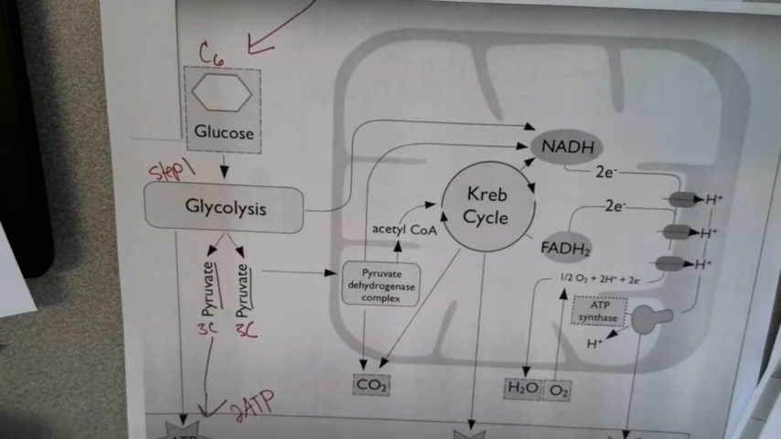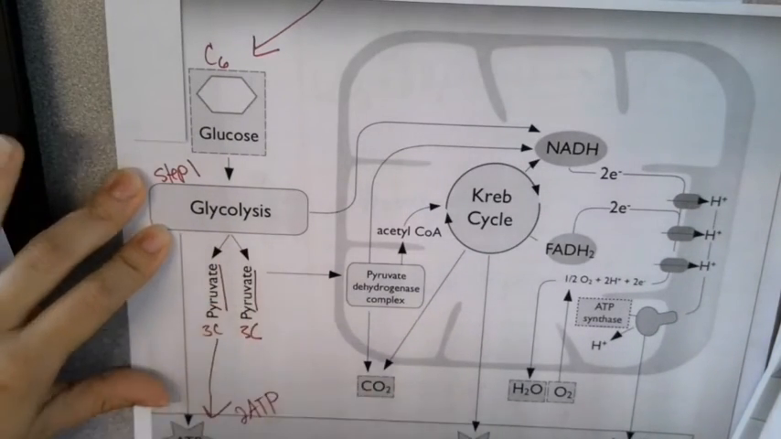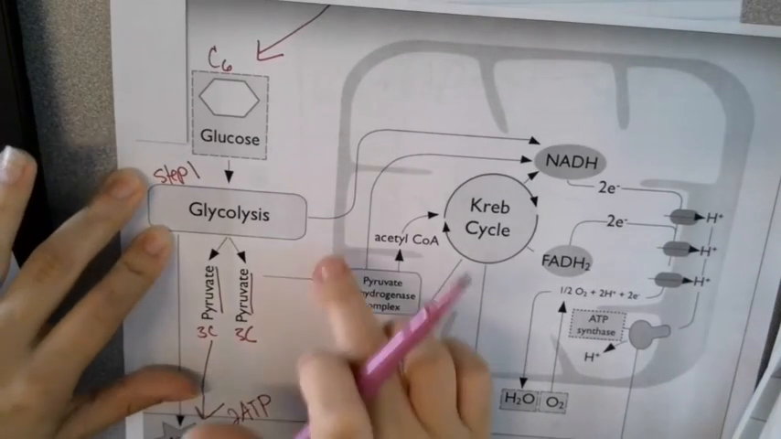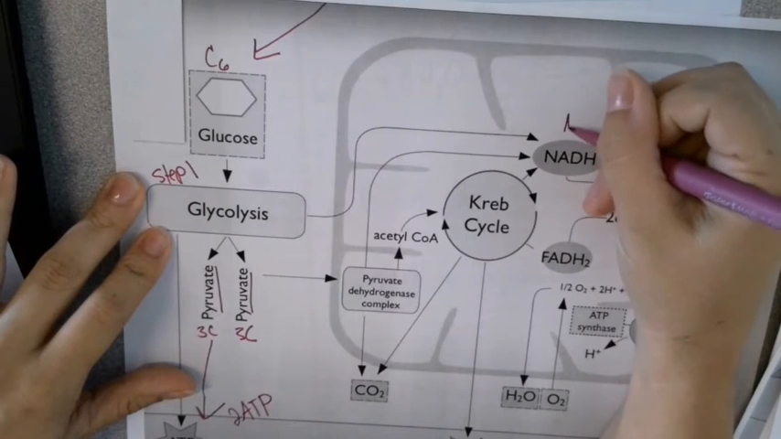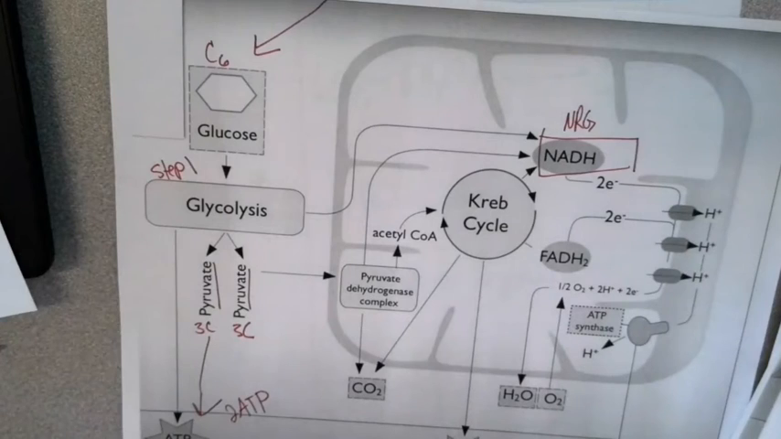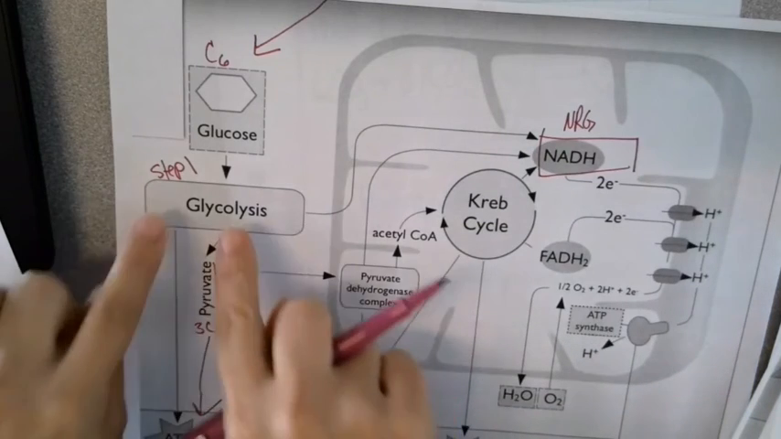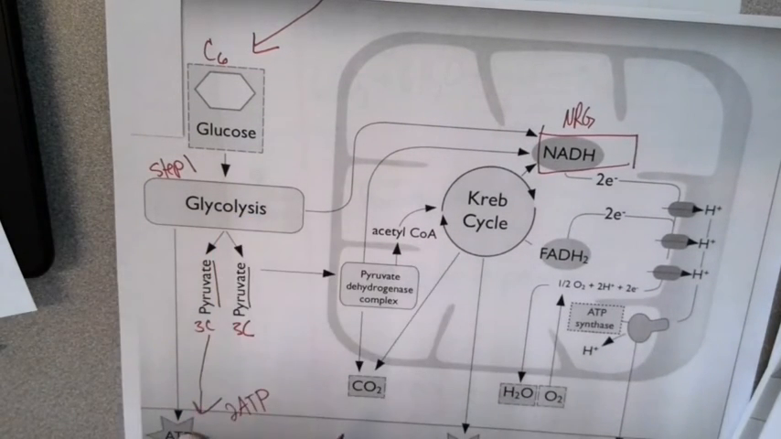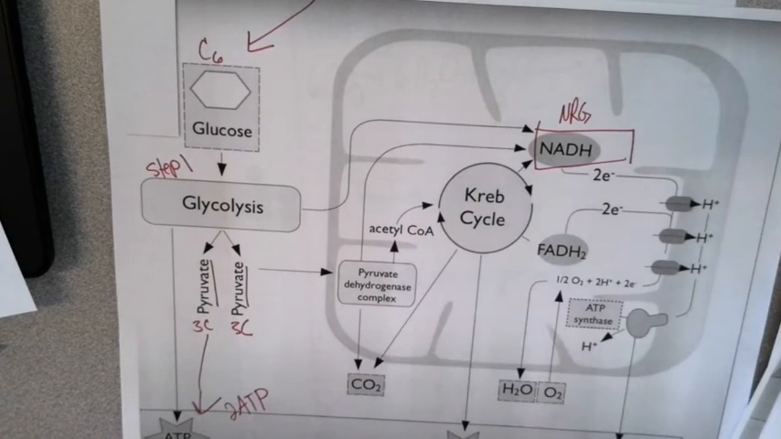Now, glycolysis, while it will have pyruvate, it will have byproducts. And the byproduct will be another form of energy called NADH. So this is just another form of energy. So glycolysis gives us ATP and NADH.